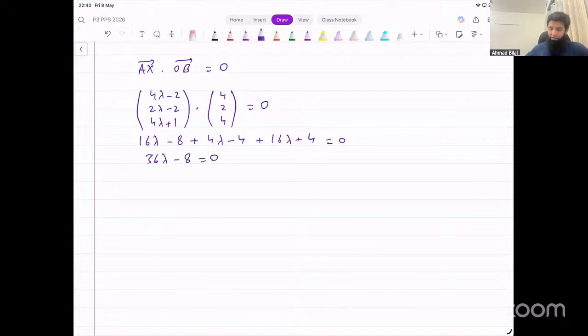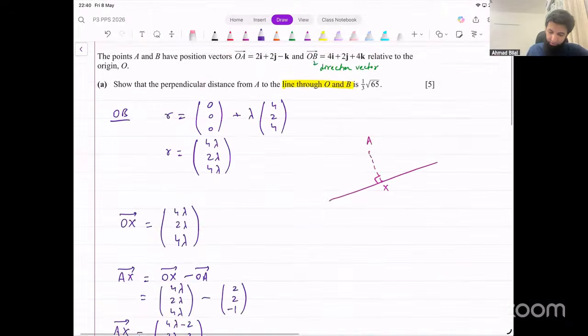Can somebody please confirm this? I'm not sure if I'm doing the correct calculation. 8 over 36, is that what you get? 2 over 9? Can somebody please confirm this quickly? Is this calculation correct? I'm too tired to check this now. Yes. Okay. Lambda is 2 over 9.